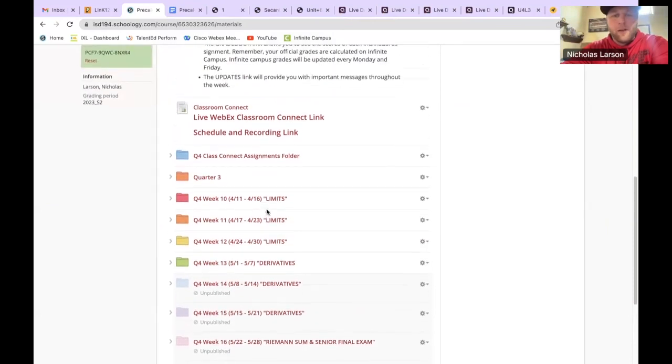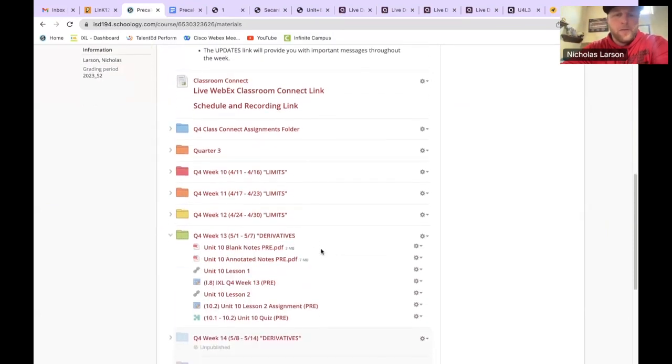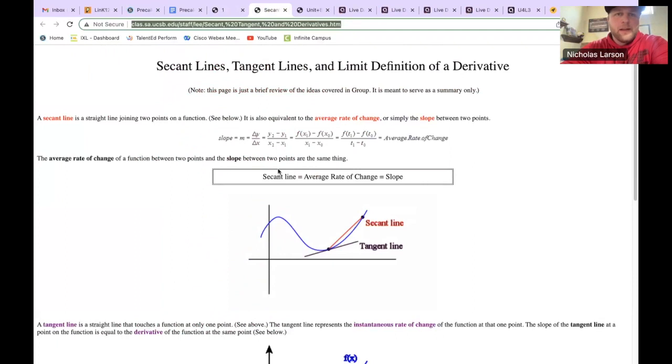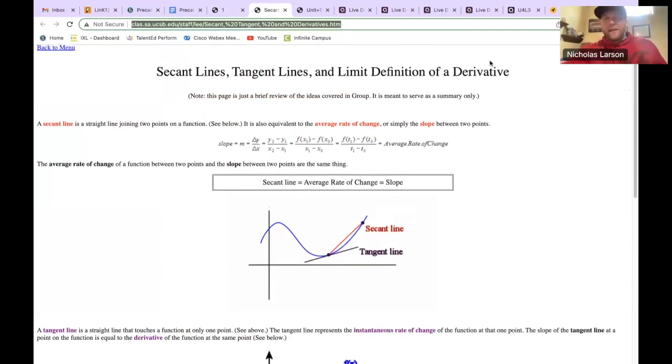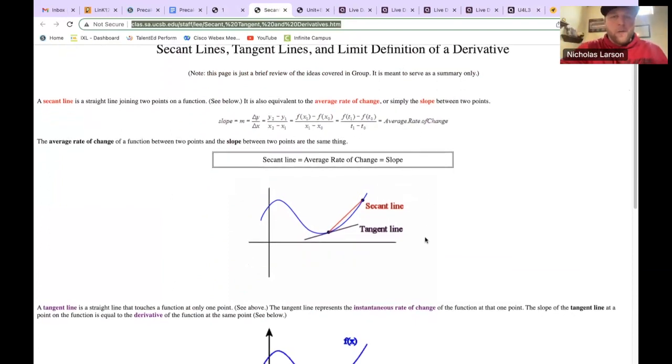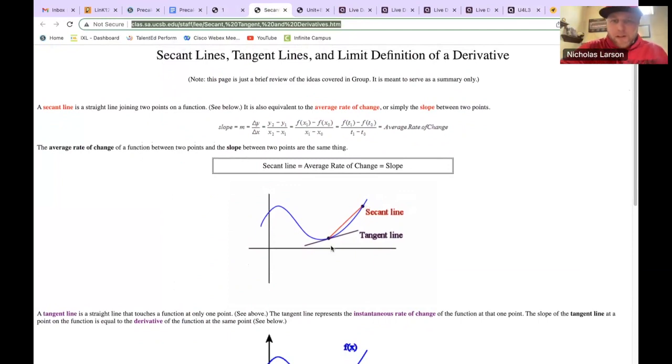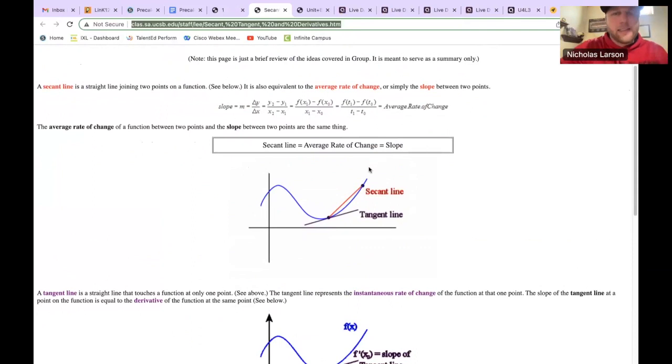But again, that's a bird's eye view, a 10,000 foot view of what we've got going on. We start this unit talking about secant, tangent, and the limit definition of a derivative. A derivative is like how fast we're changing from one period to another. How much are we moving? As we know from geometry, secant lines touch our curve twice. Tangent lines only touch it once. And as this secant line gets closer and closer, eventually it turns into the tangent line.